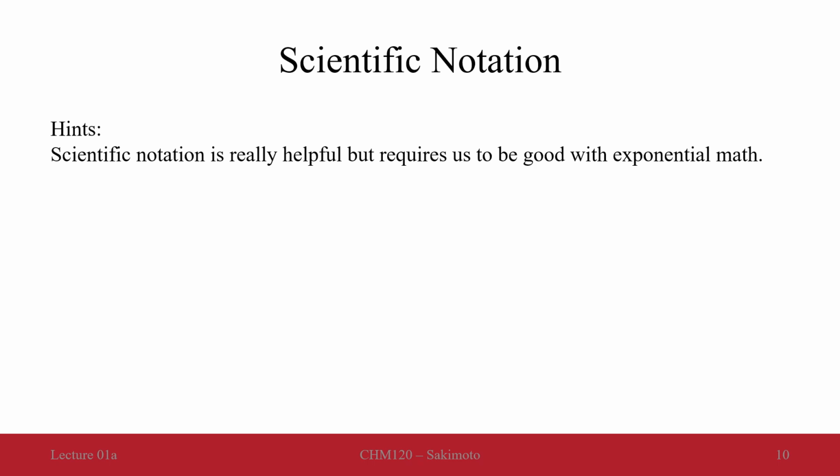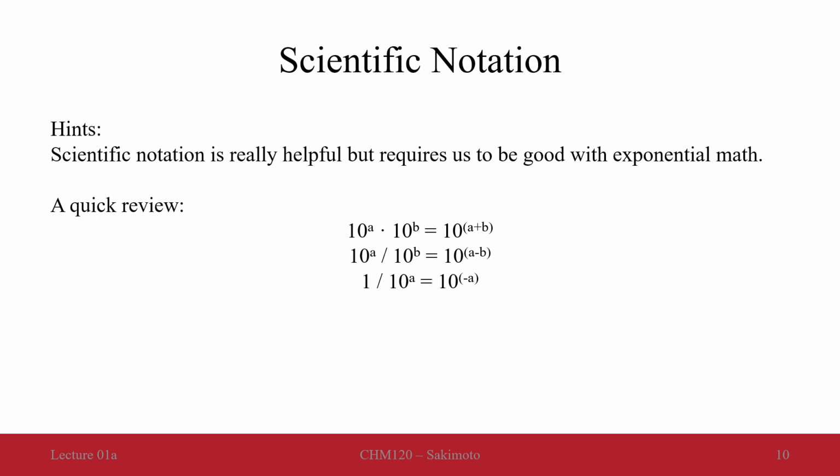So a quick review, in case it's been a while since we've worked with exponents. If I have 10 to the power of A times 10 to the power of B, I can combine these two together by adding those exponents. So 10 to the power A times 10 to the power B becomes 10 to the power of A plus B. Similarly, if I divide these two 10 to the power ofs, I subtract their exponents, so it becomes 10 to the A minus B.